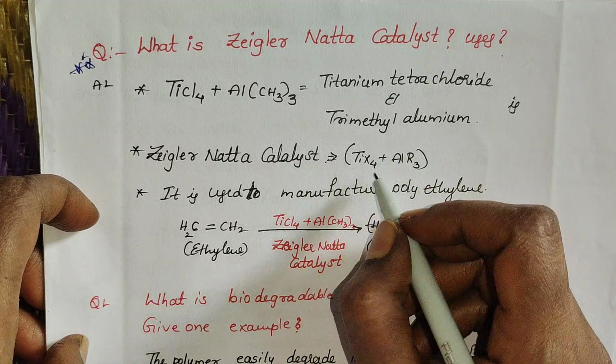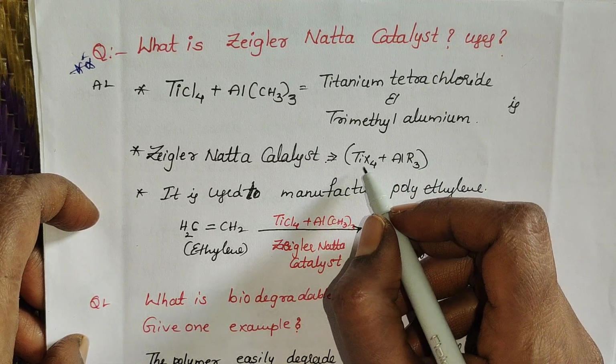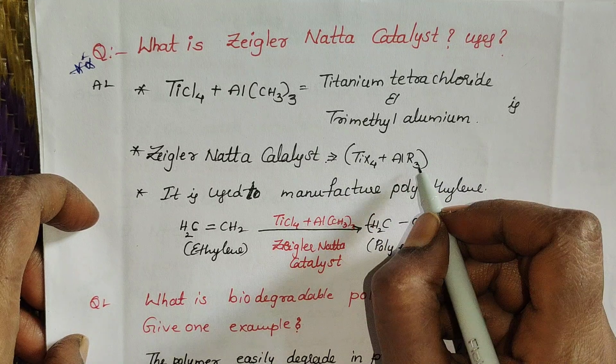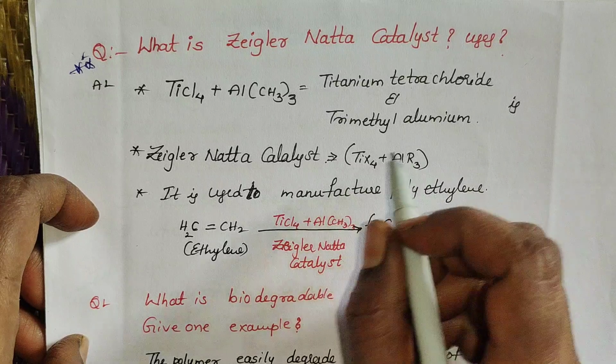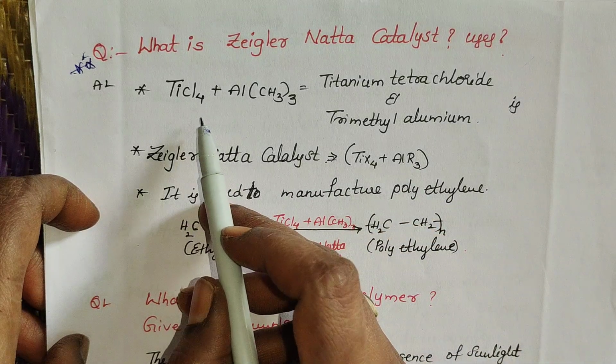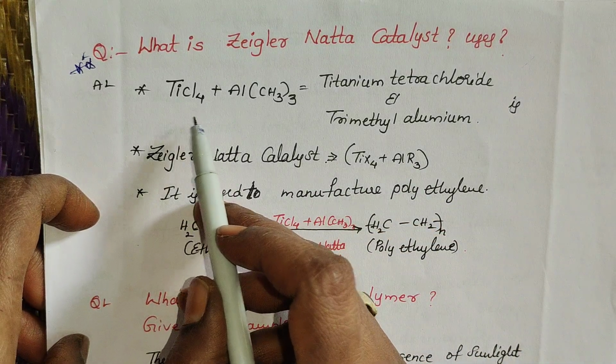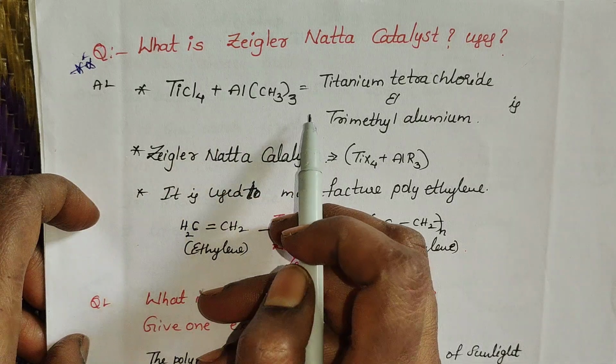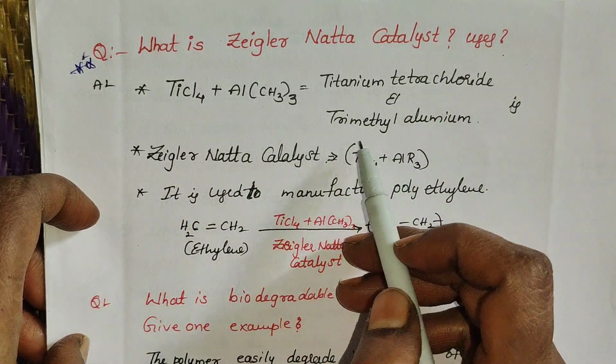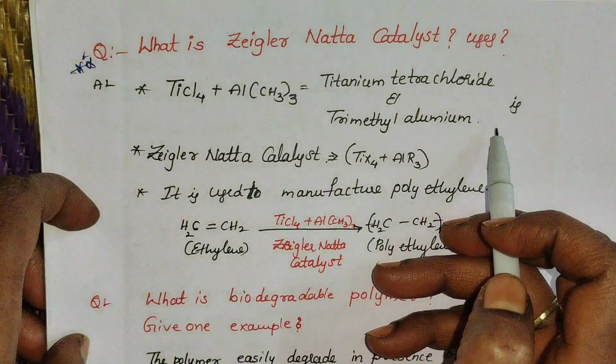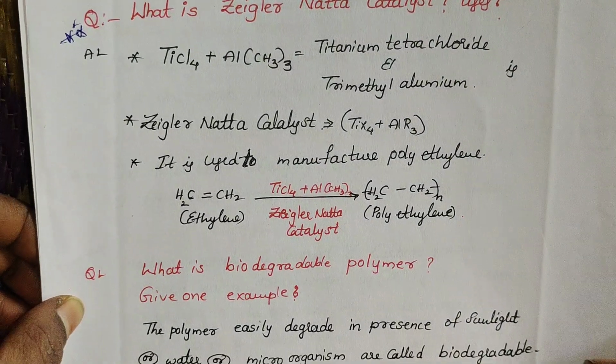Okay, this combination: tetrahalide titanium and trialkyl aluminum. Here I have taken TiCl4 according to the intermediate second year syllabus. TiCl4 and Al(CH3)3 are taken. Titanium tetrachloride and trimethyl aluminum. Okay, so this is known as Ziegler-Natta catalyst.